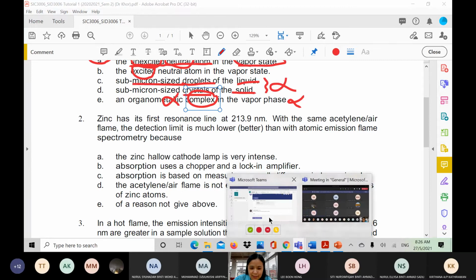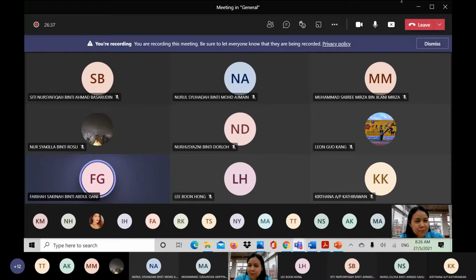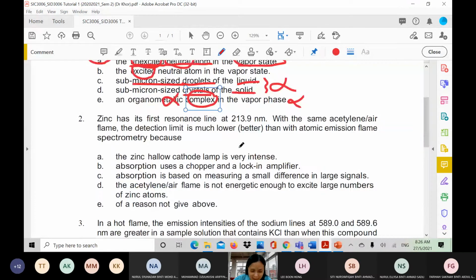So please help me to answer this question. Fariha? My answer is D. I don't want your answer first. I want you to answer my first question. This question is about a comparison between which techniques? I think between AES and AAS.